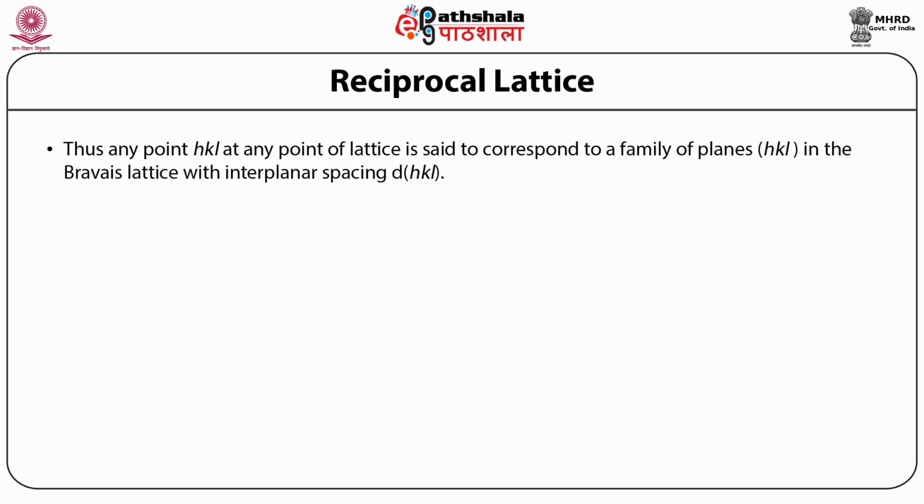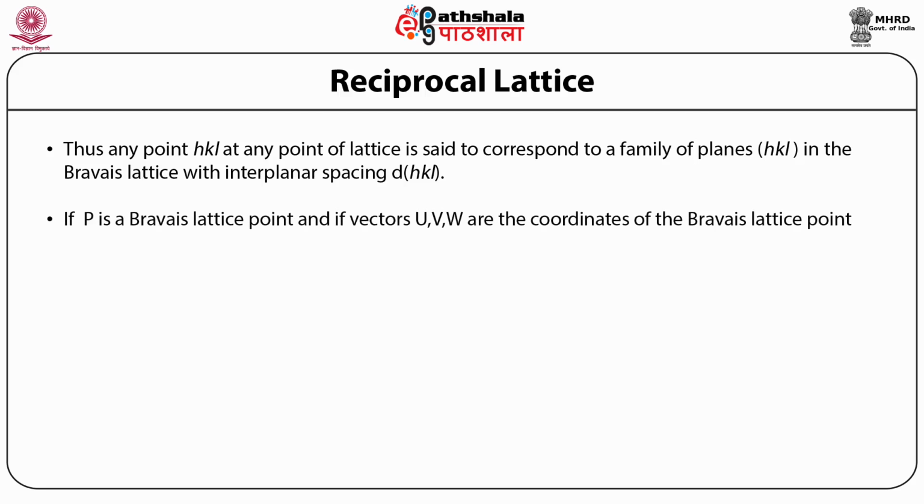Thus any point HKL of the lattice is said to correspond to a family of planes HKL, or a mirror indices plane, in the Bravais lattice with interplanar spacing D of HKL. If capital P is a Bravais lattice point, and if U, V, W are the coordinates of the Bravais lattice point, then the position vector can also be written in terms of U, V, W as R vector equal U times A vector plus V times B vector plus W times C vector.